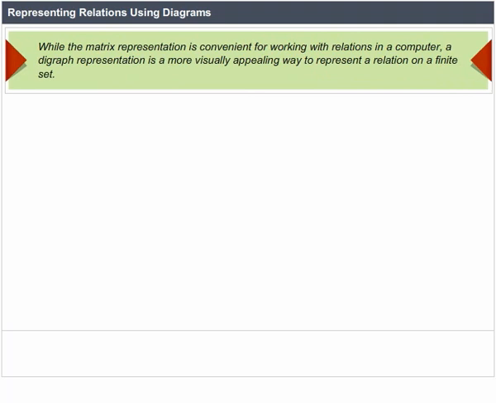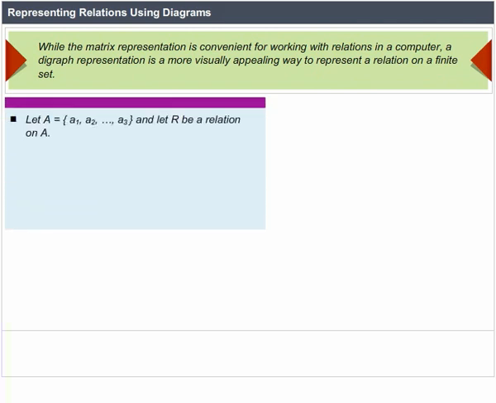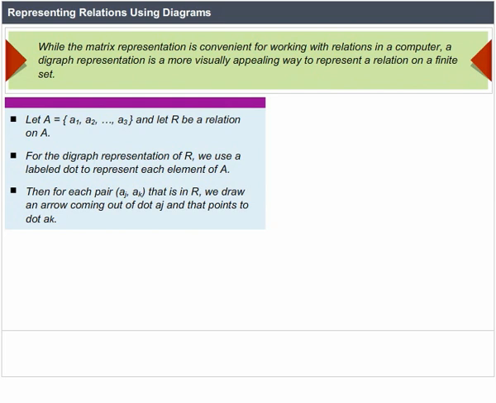Representing relations using diagrams. While the matrix representation is convenient for working with relations in a computer, a digraph representation is a more visually appealing way to represent a relation on a finite set. Let A equal {a1, a2, a3} and let R be a relation on A. For the digraph representation of R, we use a labeled dot to represent each element of A. Then for each pair (aj, ak) in R, we draw an arrow coming out of dot aj that points to dot ak.